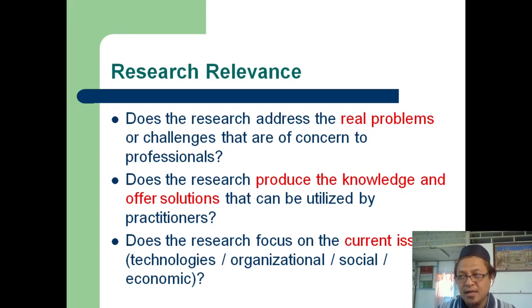Now, how do you make sure that the research you are doing is really relevant? The aspect to address relevance is based on these 4 questions. Number 1, does the research really address the real problem that is currently faced by the professionals in the field? For example, if you are doing research on knowledge management, is the problem really happening and being faced by knowledge management professionals? If you are doing research on information systems, is the problem really happening and information professionals are now experiencing or facing this problem? So the challenges and issues you are addressing must be real, to make sure that what you are doing is really relevant.